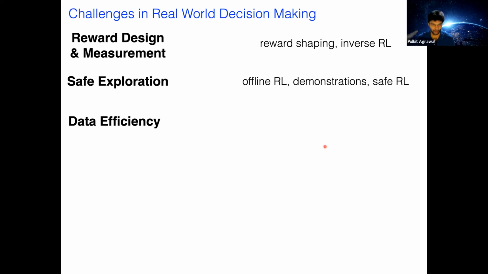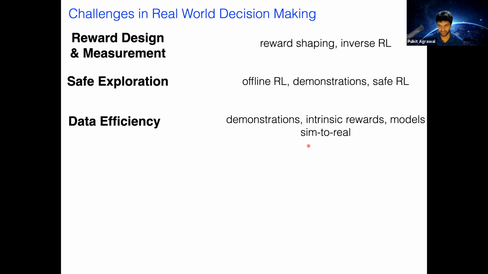Then another big issue with a lot of learning techniques, whether it be model free or model based, is data efficiency. Some things we looked at were, again, using demonstrations, intrinsic rewards, sim to real, and in some cases model based methods could be much more efficient than model free methods.